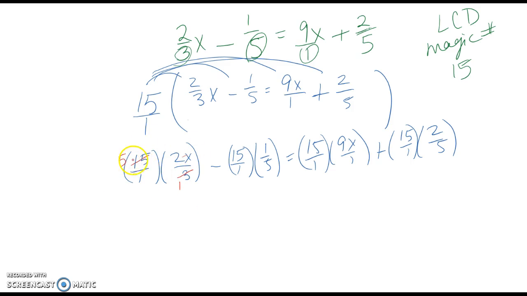So now top times top is 10x, bottom times bottom is 1. Yay! Now I'm not going to write the over 1 because, well, that would look worse, but you don't have to, right?